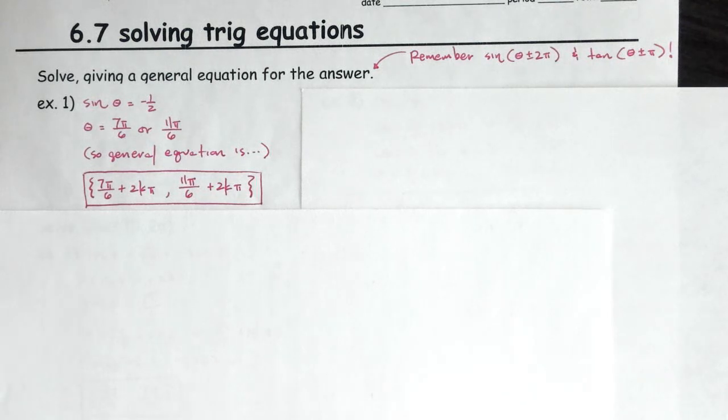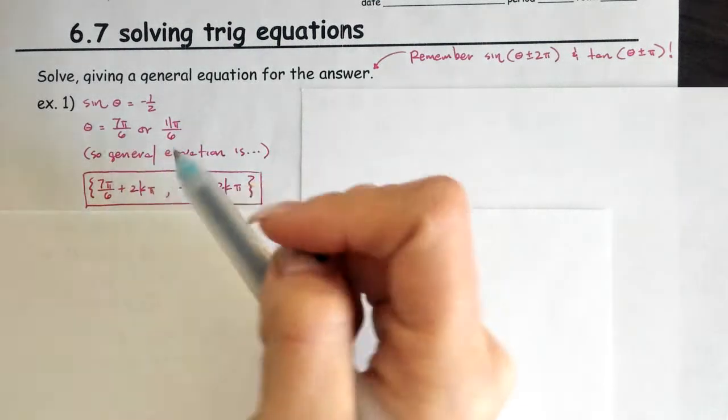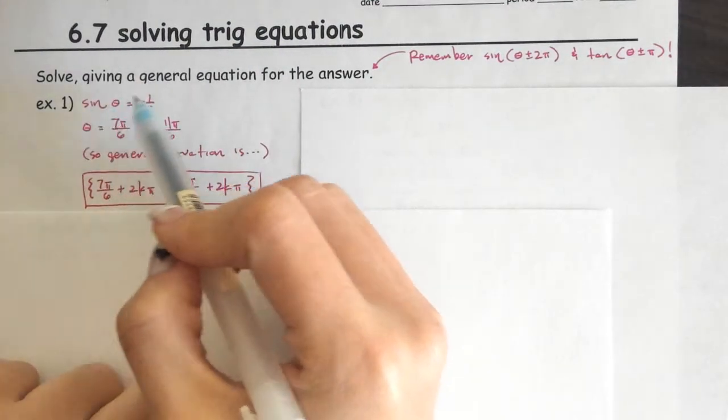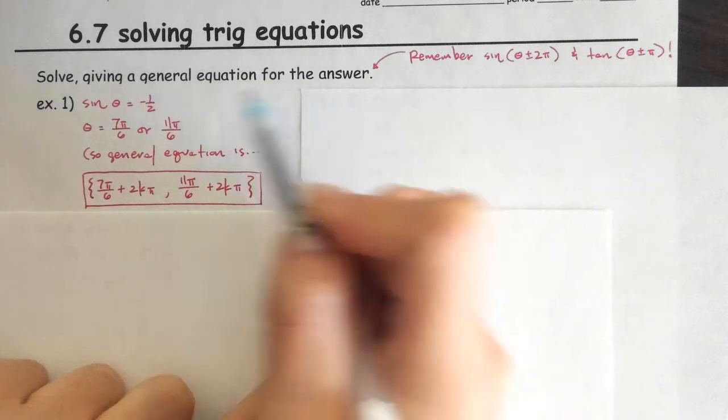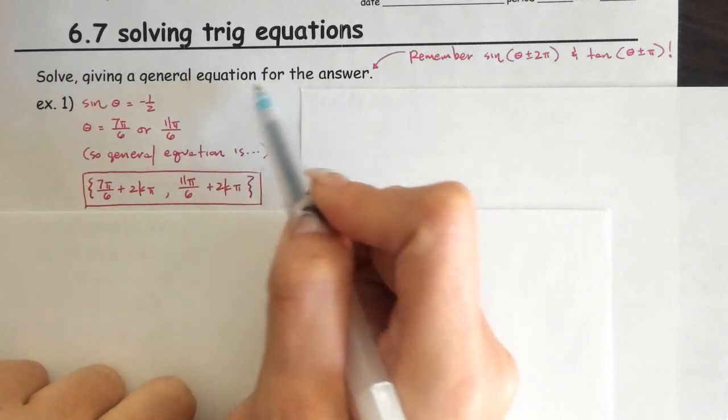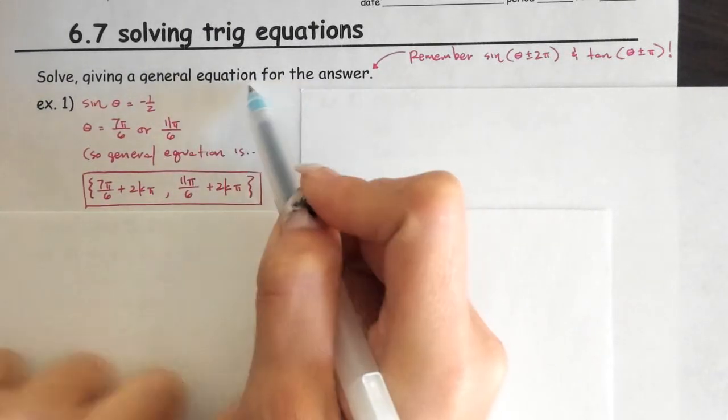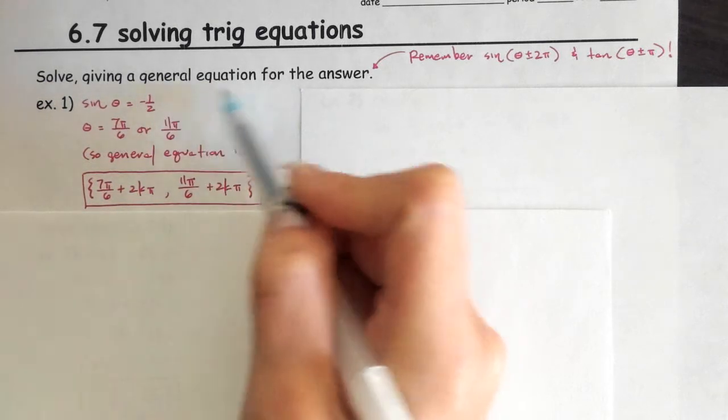All right, so 6.7, solving trig equations. So we started this in class, and for the first couple questions, we want a general equation for the answer. Actually, I'll say a general solution. That's what we're looking for, a general solution.